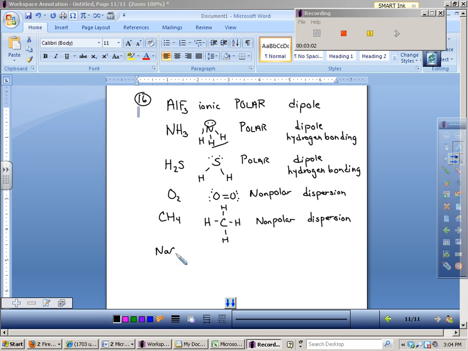NaCl is going to be ionic, with a positive end here with the sodium and a negative end here with the chlorine, so that would be polar. Got no hydrogens present, so it'll just be dipole interactions. CO2 is going to be a linear model. Remember, this is the one that has the double bonds. There's no way to split the carbon from the oxygen, so that's going to be non-polar. Dispersion.